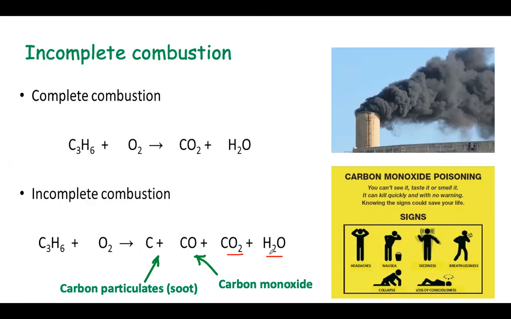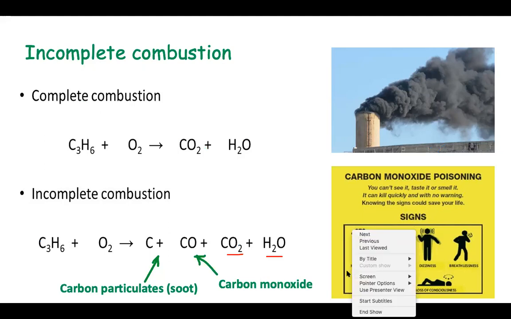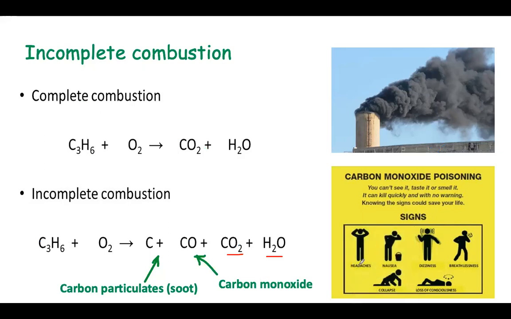Okay. Now, carbon monoxide is really dangerous because you cannot see it, taste it, or smell it, but it can kill you really quickly with no warning. And that's because it binds to hemoglobin better than oxygen. So not enough oxygen gets to your cells. If your cells don't have enough oxygen, they won't respire, and they won't have enough energy to do their processes, so the cells start to die. The common signs are headaches, nausea, dizziness, breathlessness, loss of consciousness, collapse, and even death.